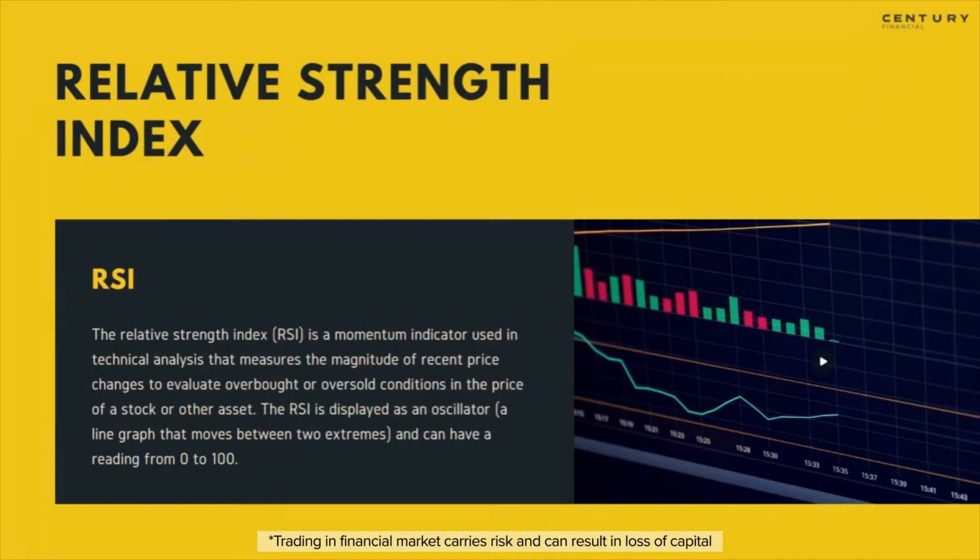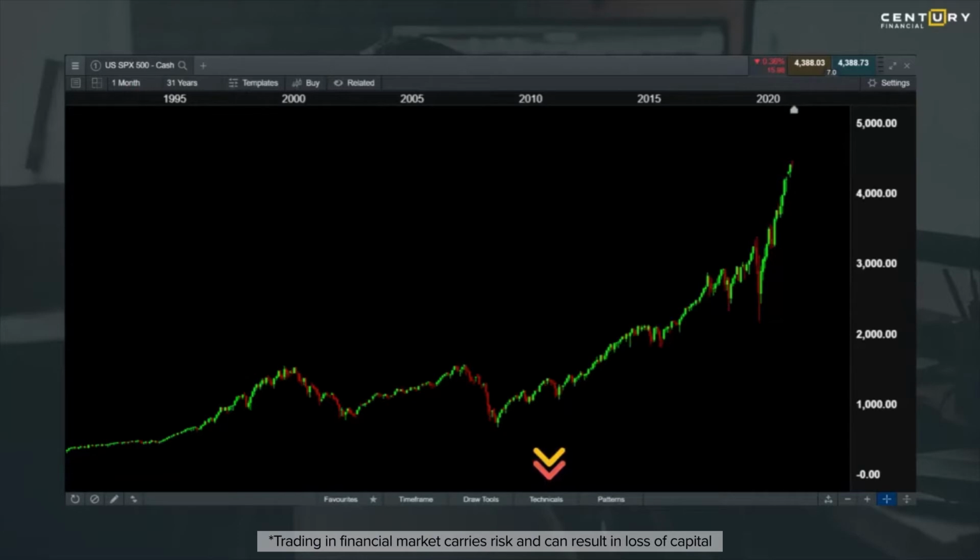Definition wise, RSI is a momentum indicator. It is used in technical analysis to measure the magnitude of recent price changes to evaluate overbought or oversold conditions. I will show you a couple of examples so you will understand what an overbought or oversold condition might look like. RSI is displayed as an oscillator, which we discussed, and it moves between 0 and 100. Let's look at how it looks on the platform.